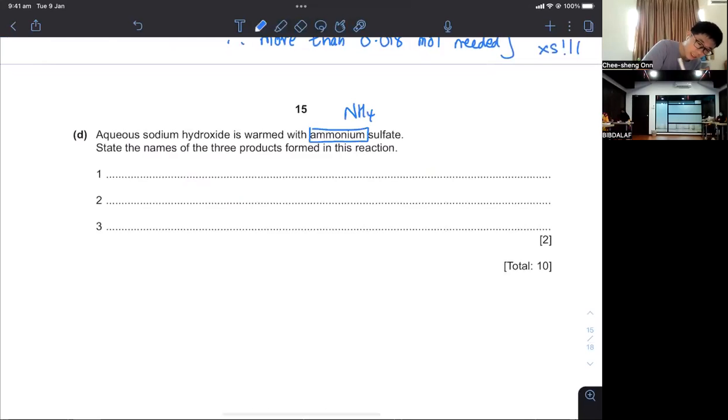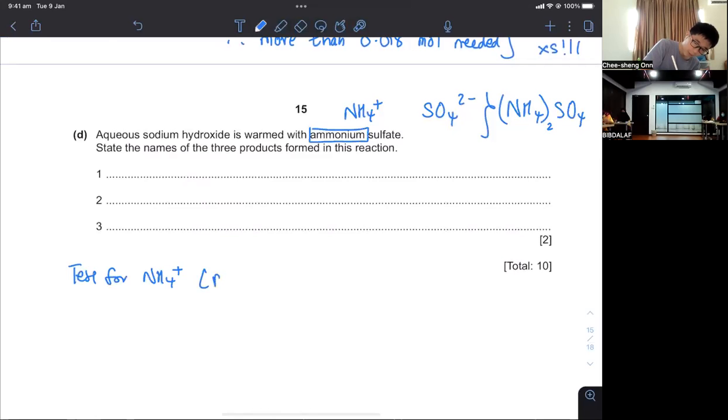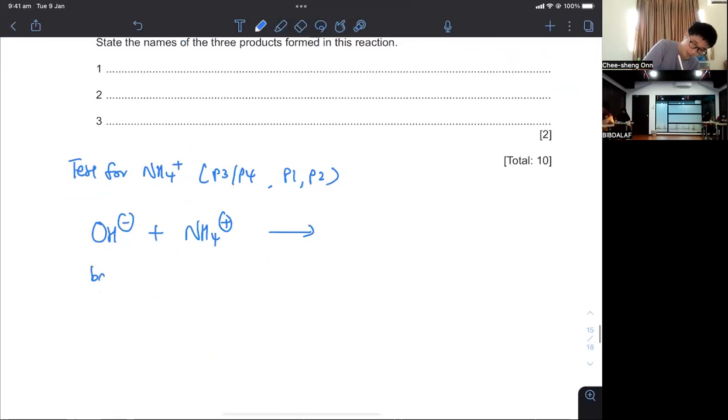Ammonium is NH4 plus. Sulfate is SO4 2 minus. You should be able to get ammonium sulfate as 2 of it, because 2 of that cancel out. Now this is your test for ammonium salt. Test for ammonium, paper 3, paper 4, by the way, paper 1, paper 2 as well. So what you get is the OH minus plus the NH4 plus. The OH minus is the base. You will accept the H plus. This is acting as the acid. You will lose the H plus. OH minus takes away the H plus. NH4 plus loses the H plus, and you will get NH3.